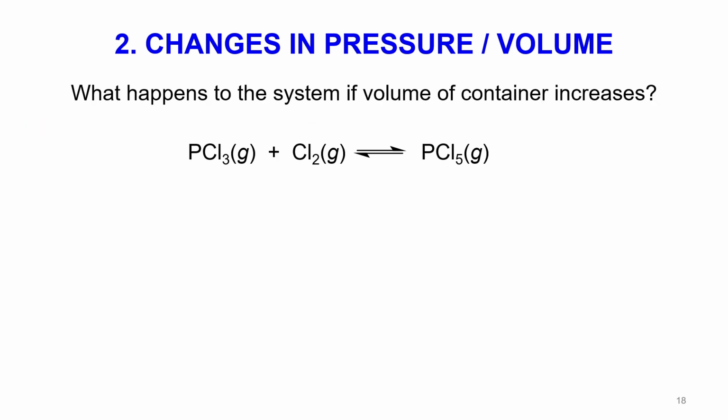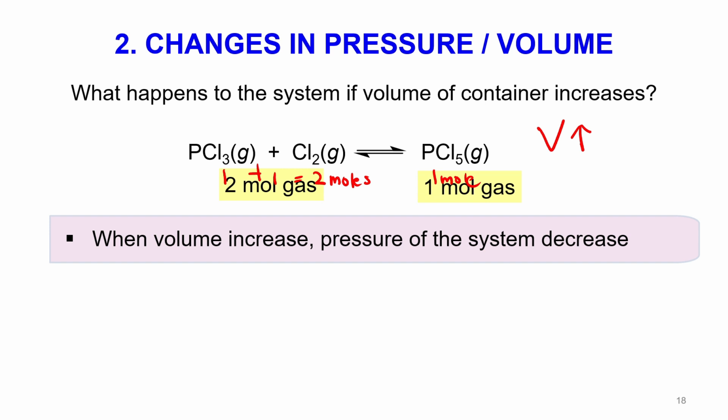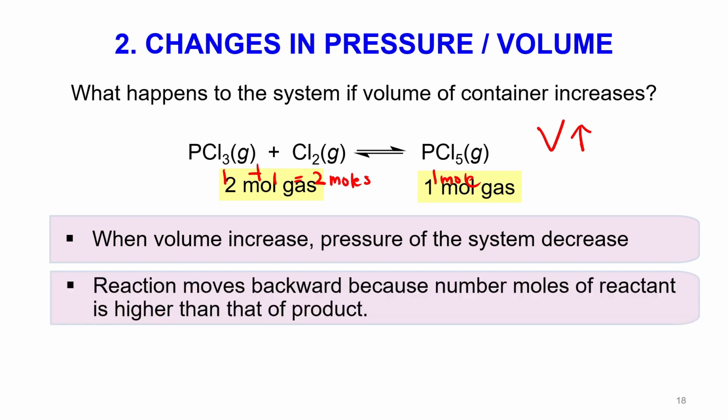So the next one, what happened to the system if volume of container increases? Jadi kalau volume increase, okay, so at the left hand side we have 1 plus 1, we have 2 mole. The right hand side we have 1 mole. Okay, so when volume increase, dia akan shift kepada sites yang lebih banyak mole, which is 2 mole in 1 mole. When volume increase, pressure of the system is decreased.